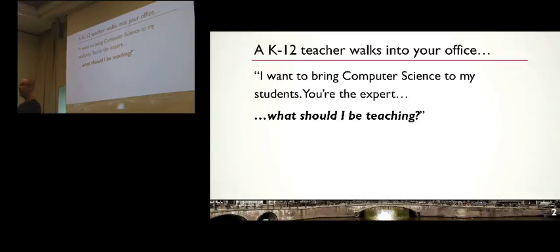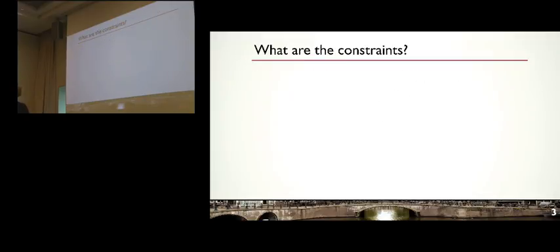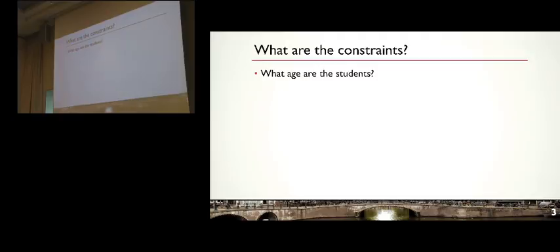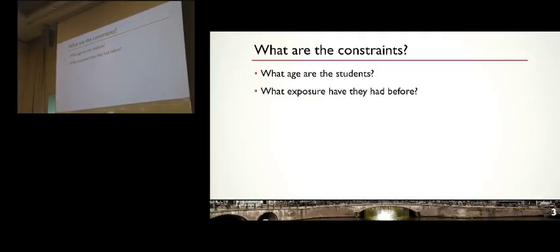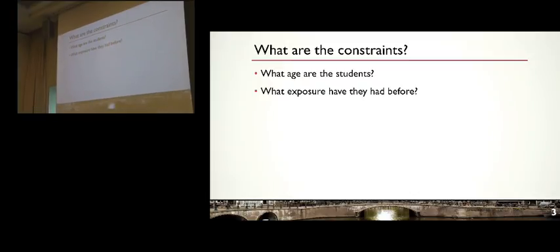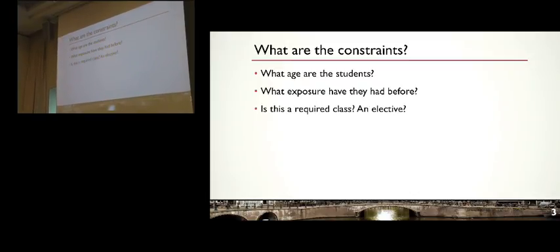So some of you asked about the constraints of the problem, because computer science education should be looked at as an engineering problem. And the first thing you do is define your constraints. So some of you asked, how old are the kids? Are they 5 or are they 15? What exposure have they had before? Have these kids been doing Clojure for the last 5 years? Right? Or is this their first time ever programming?